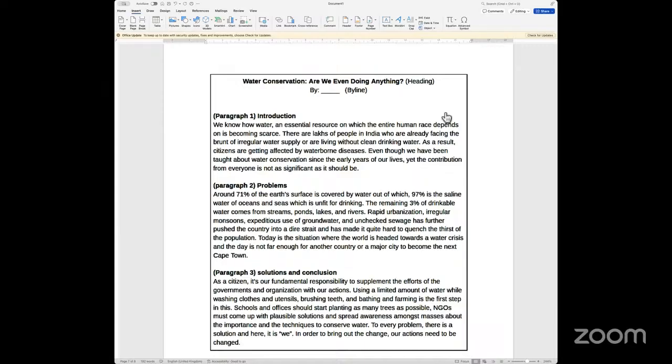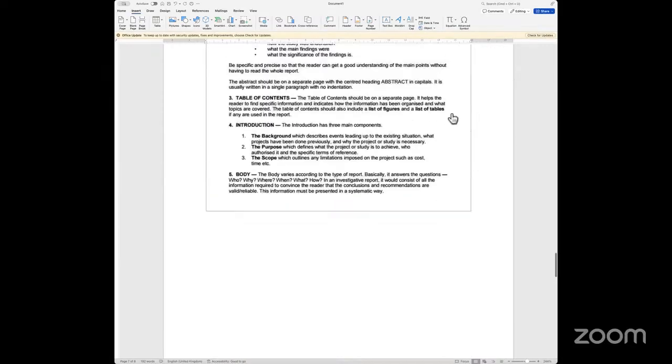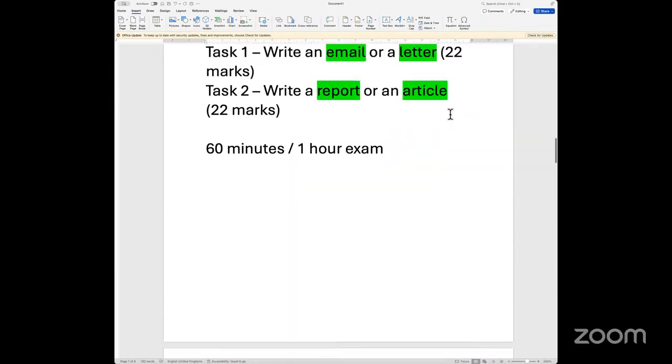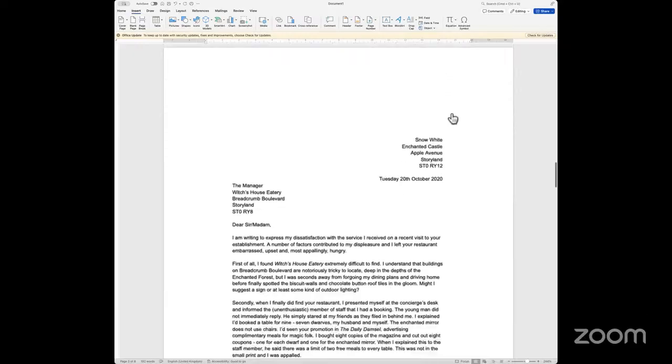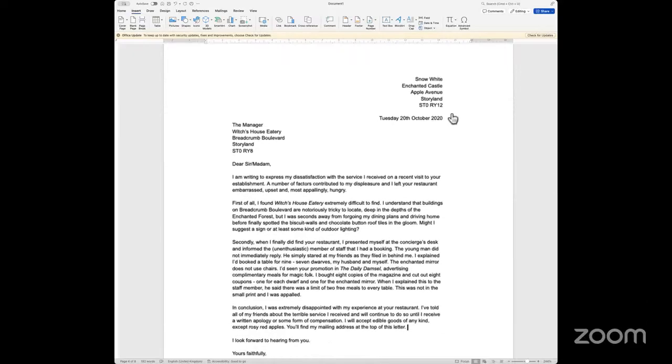So today's session is to basically help you understand what a writing exam consists of, what you are expected to do in the exam, how long the exam is, and when you do get activities, there are only two tasks or activities that you get: a letter or an email, or you get an article or a report to write.